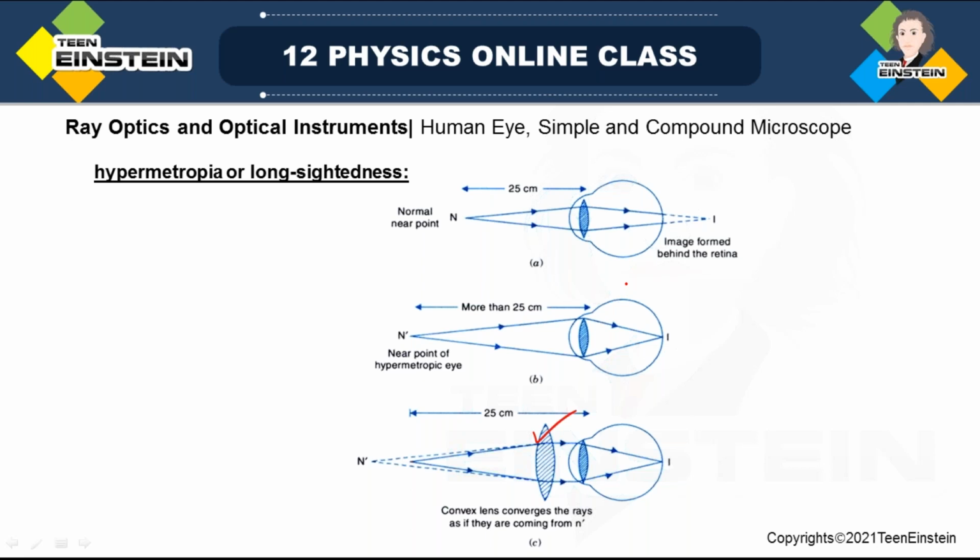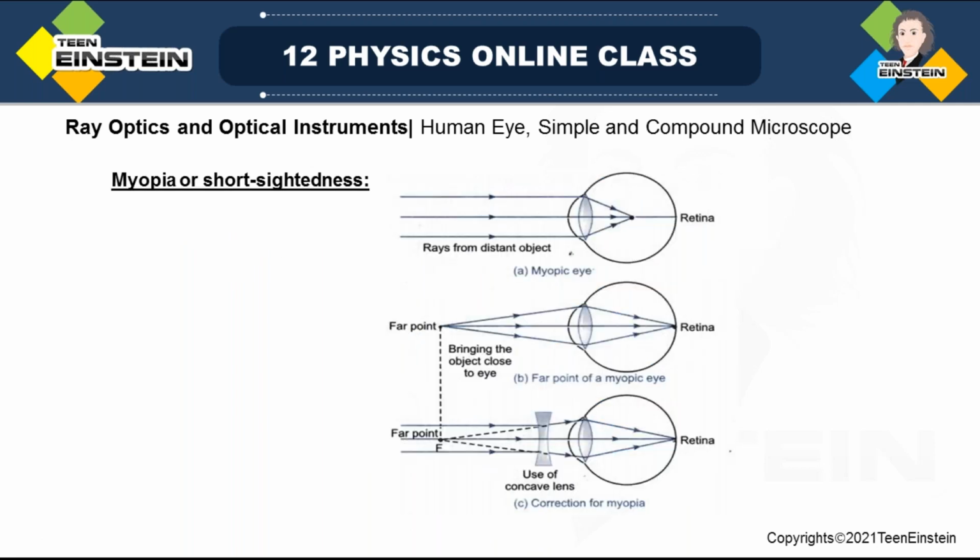So look here, let me just tell you the problem. A person wears a glass of focal length minus 2, oh sorry, having power, suppose power minus 2.5 diopter. If some person is wearing a lens having minus power, and that too 2.5 diopter, that means what kind of defect does that person have?